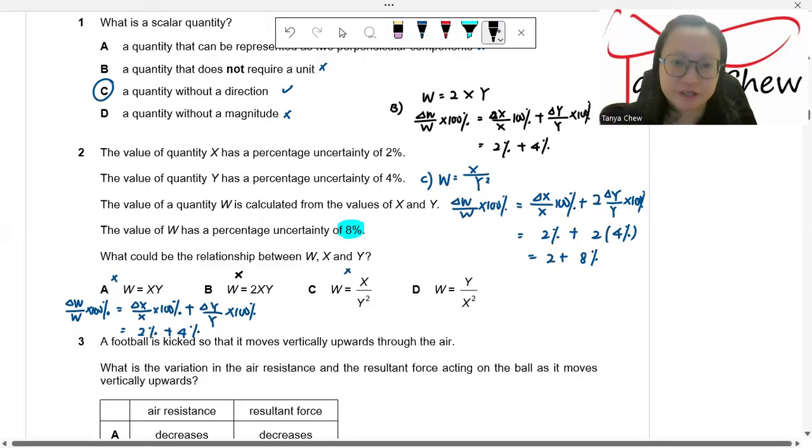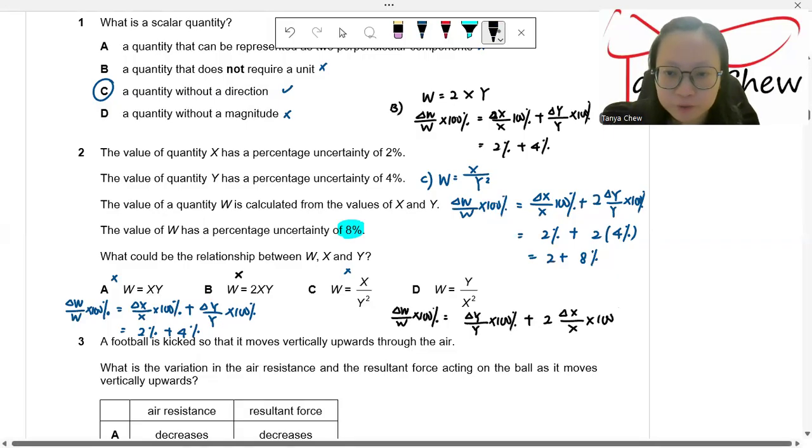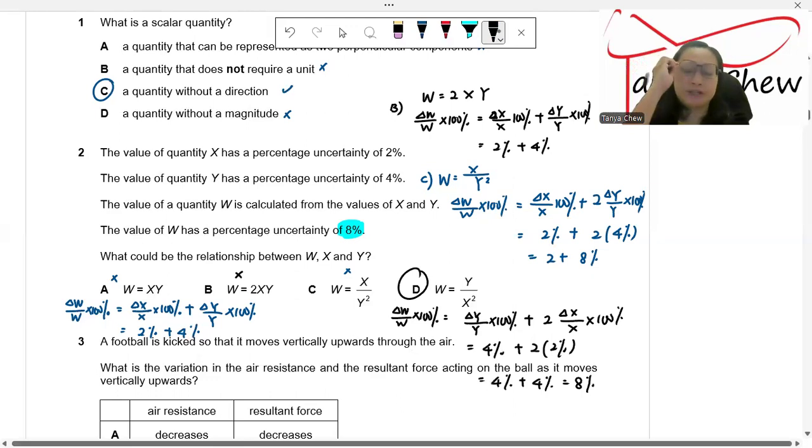Now, I just want to prove D is the correct answer. So for D, I find the percentage uncertainty of W first, which equals the percentage uncertainty of Y plus the power factor, the power, which is a square, times the fractional uncertainty of X, first before you times 100%. Delta Y over Y times 100% is 4%, plus 2 times delta X over X times 100%, which is 2%. So this is 4% plus 4%. So you end up getting 8%, which is correct. D is the answer.